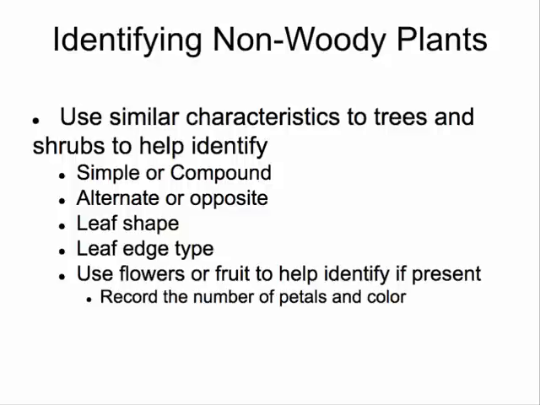When you're identifying non-woody plants, so flowers, you use similar characteristics to trees and shrubs to help identify. So you look at things like, is the leaf simple or compound? Are the leaves arranged alternate or opposite? What is the leaf shape? What is the leaf edge type? And you use the flowers or fruit to help identify if they're present. You also record the number of petals and the color.